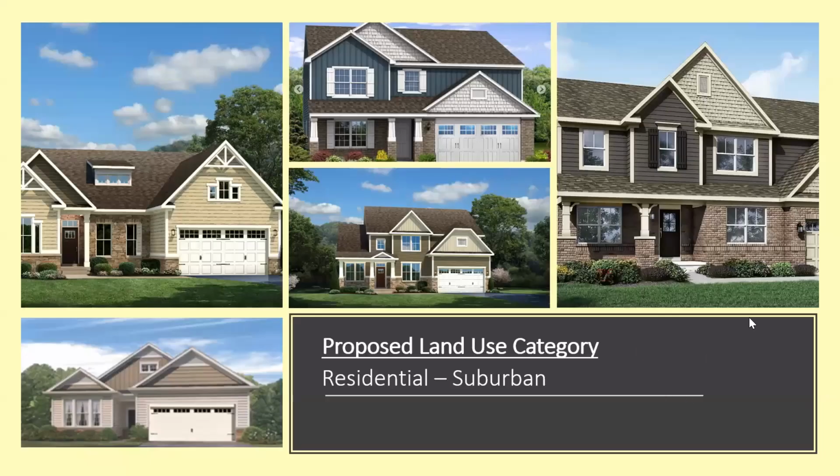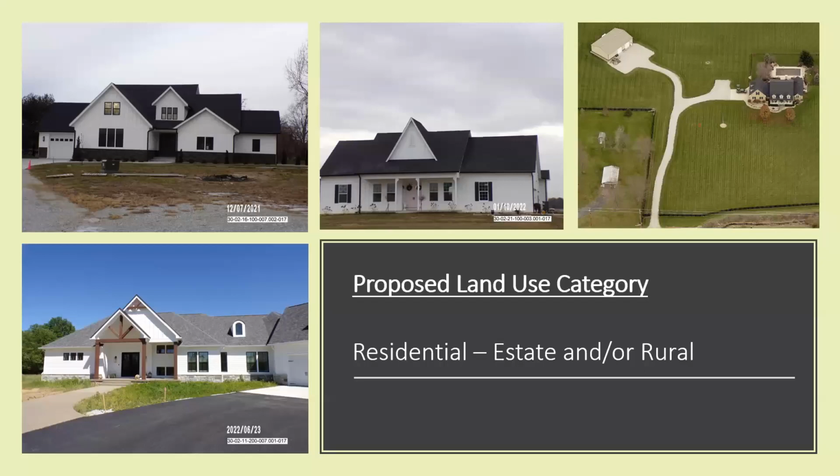Then the next category would be residential suburban. Here are some representative photos, things like we've seen by Ryan Homes and D.R. Horton, predominantly tract home builders, to give you an idea of that. And then the third category would be residential estate and or rural. Here are some examples from around town and the surrounding area that would go into that category.